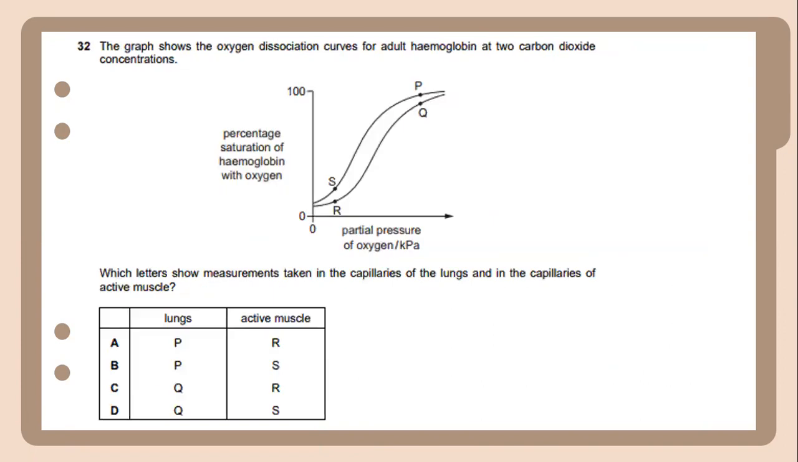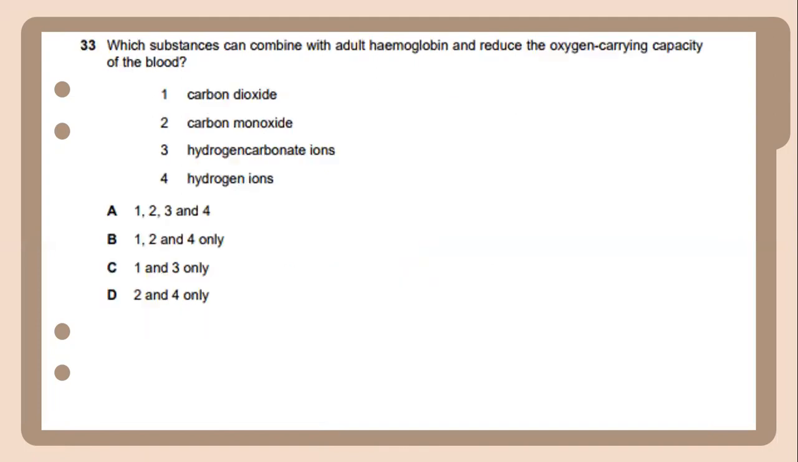22. The graph shows the oxygen dissociation curve for adult hemoglobin at 2 carbon dioxide concentrations, which also shows measurements taken in the capillaries of the lung and in the capillaries of active muscles. The answer will be P indicates the lungs and R indicates the active muscles.